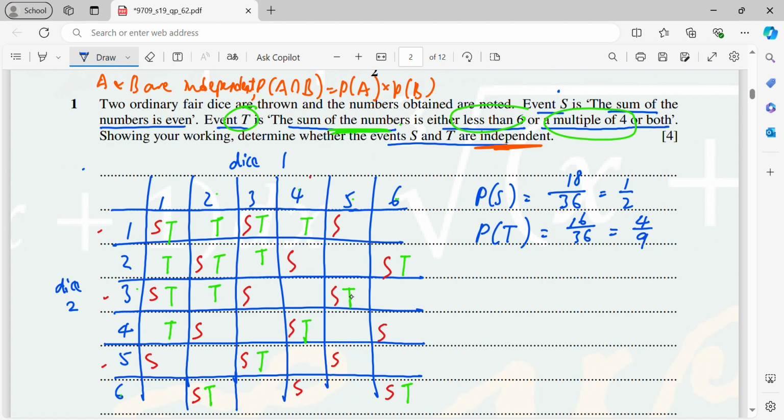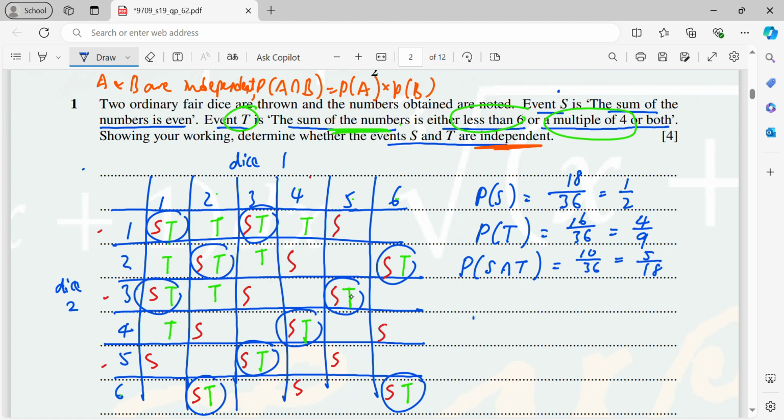Now the probability of S intersect T. S intersect T means that you see S and T at the same time. So I have 1, 2, 3, 4, 5, 6, 7, 8, 9, 10. So here I get 10 over 36, which is 5 over 18.